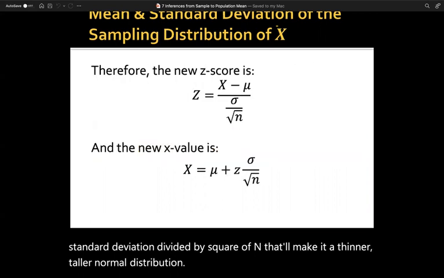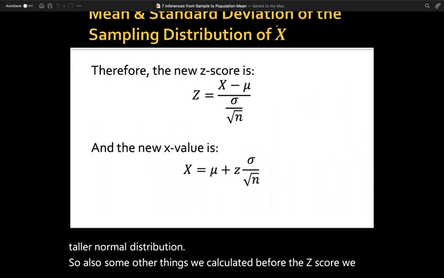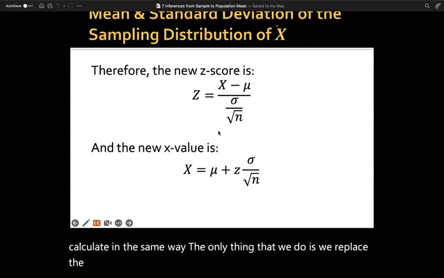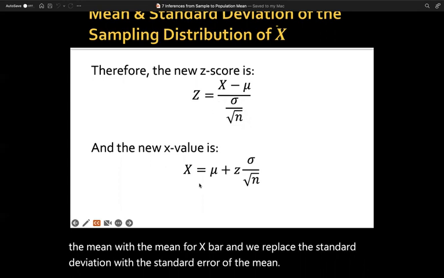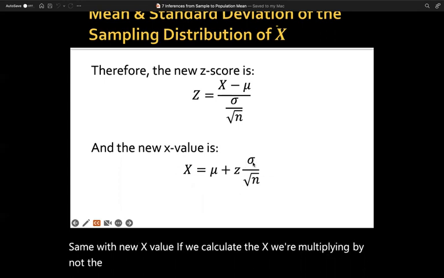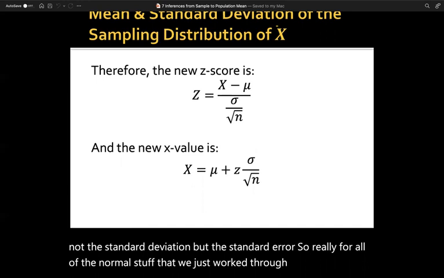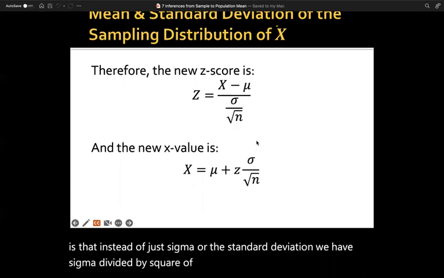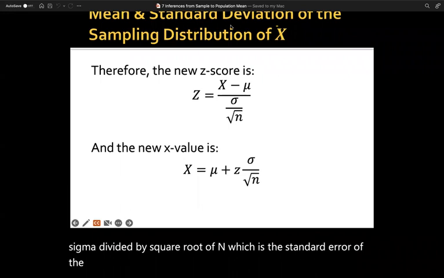So also some other things we calculated before, the z-score we can calculate in the same way. The only thing that we do is we replace the mean with the mean for x bar, and we replace the standard deviation with the standard error of the mean. Same with new x value. If we calculate the x, we're multiplying by not the standard deviation, but the standard error. So really, for all of the normal stuff that we just worked through, the main change is that instead of just sigma or the standard deviation, we have sigma divided by square root of n, which is the standard error of the mean. So those are the big differences.